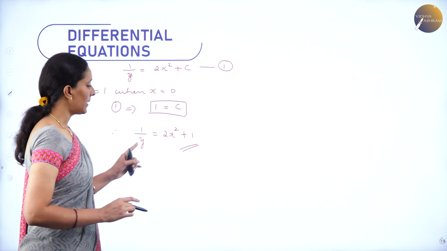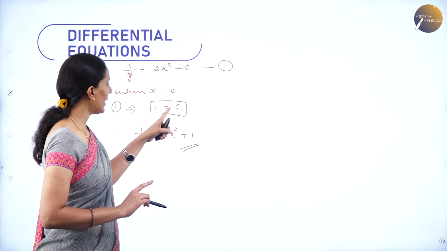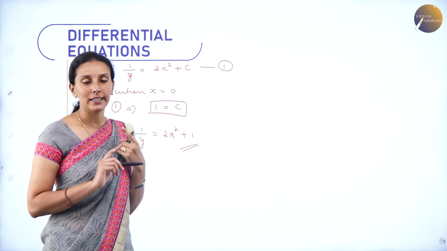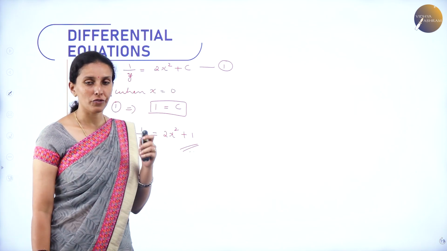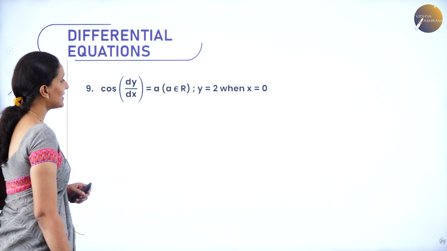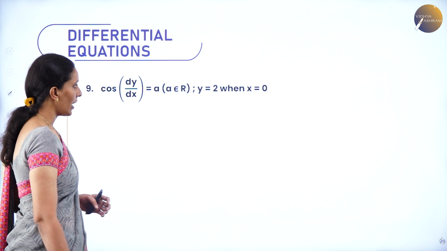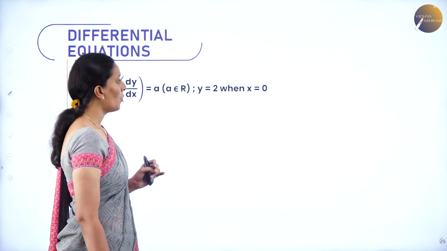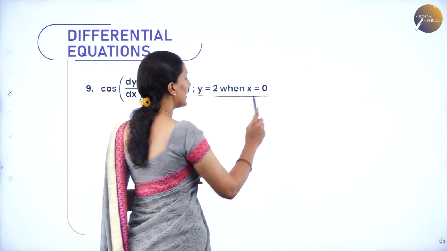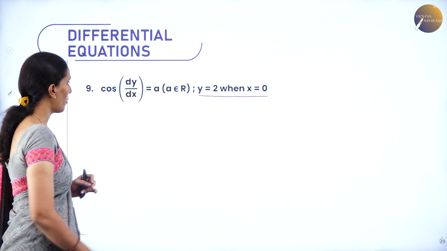So this is the particular solution. So finding the integration constant value and substituting it back, you will get the particular solution of the differential equation. Next, cos(dy/dx) = a, where a belongs to R, y = 2 when x = 0. We need to find out the particular solution at the given points.